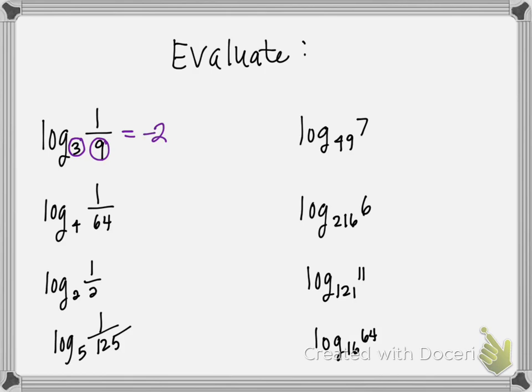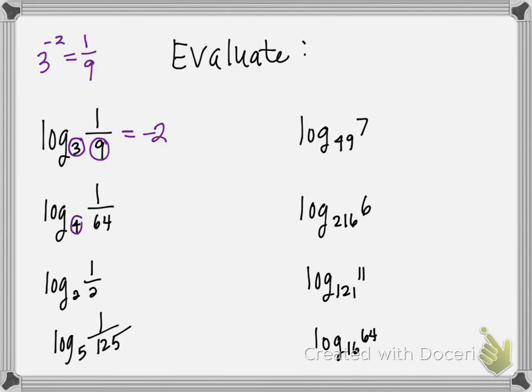If I rewrite this as an exponential expression, this is 3 to the negative second, gives me an answer of 1/9. 3 squared is 9, but that negative on the 2 means take the answer of 9 and flip it. So the reciprocal of 9 is 1/9.